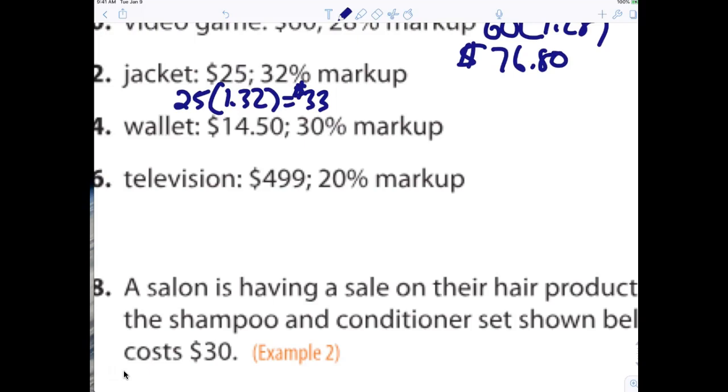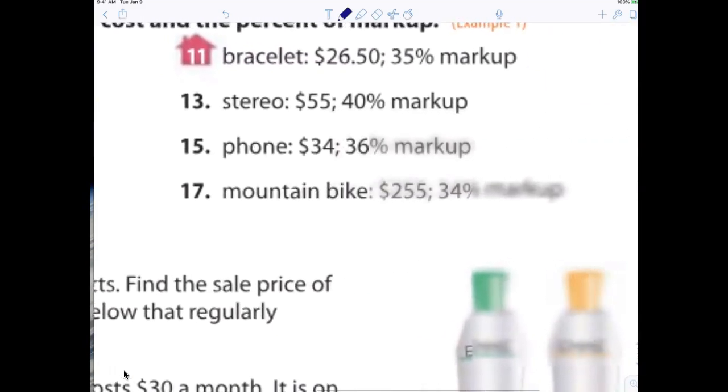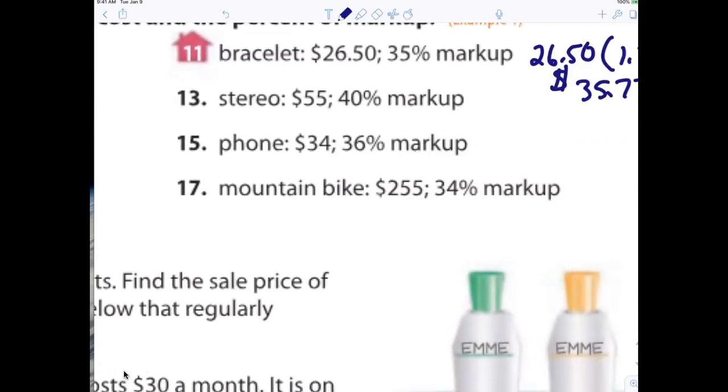Justice, tell me about 13, please. So you'll do 55 times 1.40 and it equals 77. Is everybody happy with that? All right, Thomas, you're up.